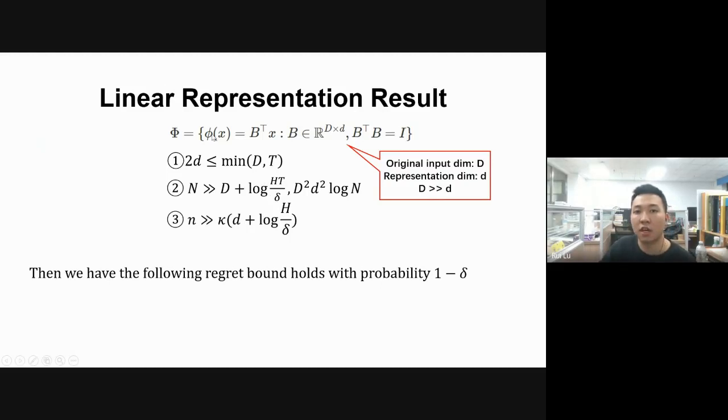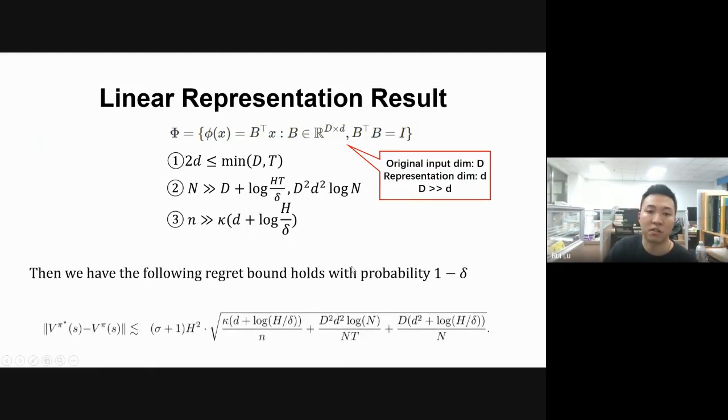So if the representation class is this capital phi, and these 3 conditions hold, then the following regret bound holds with probability at least 1 minus delta. It is this one. So here is the optimal value, and here is your learned policy's value, and the gap is controlled by a constant times this term. Okay, so I'm going to introduce kappa, but I guess maybe you guys have many questions here.